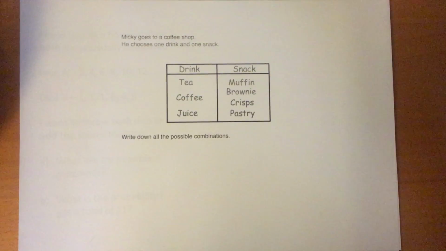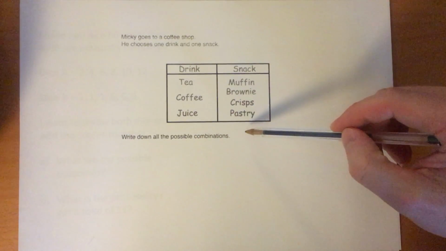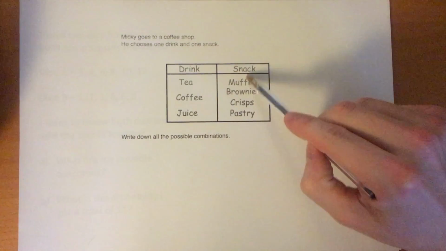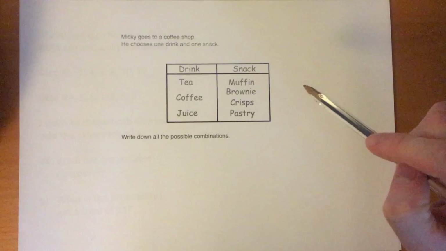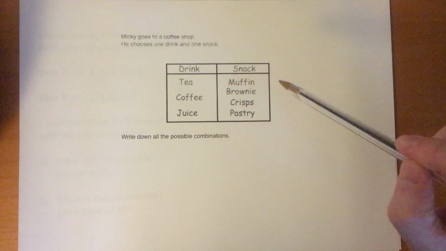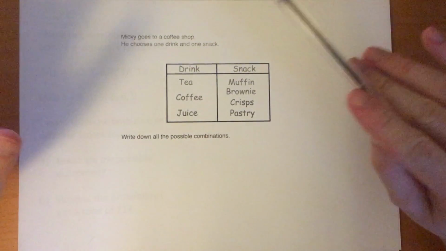So Mickey goes to a coffee shop. He chooses 1 drink and 1 snack. Write down all the possible combinations that he could do. So you've got drink here and you've got snack here, all the different combinations. Now, don't just think, oh, you could have a tea and a muffin, a coffee and a brownie, and a juice and a crisp. So 3. No, it doesn't work that way at all.